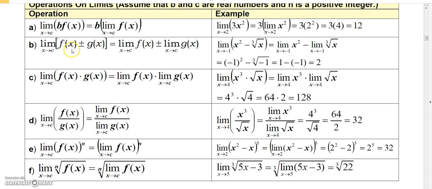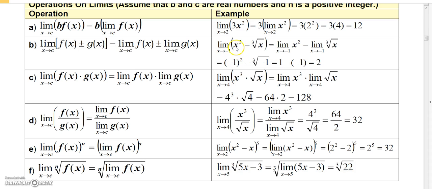Now, this is really two properties. It says the limit of a sum is equal to the sum of the limits, but it also covers the difference as well. The limit of a difference is the difference of the limits. So over here I just gave one example using the difference.